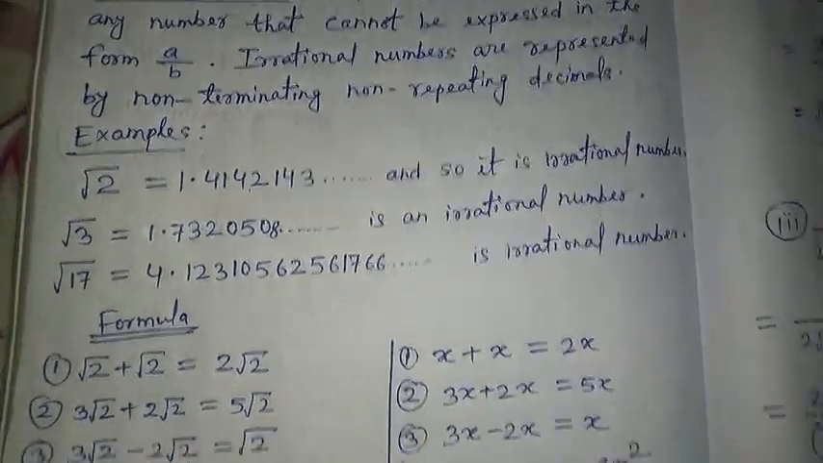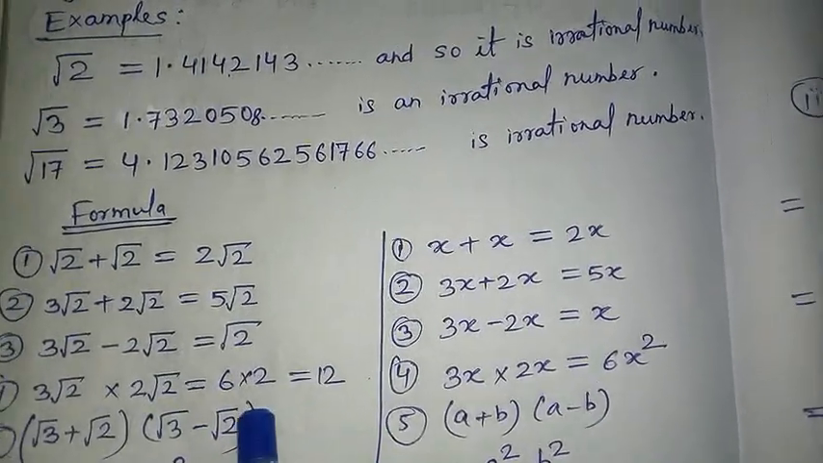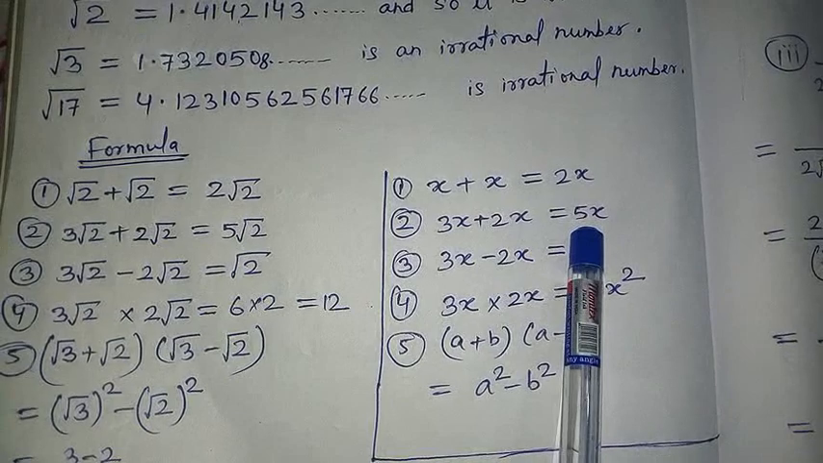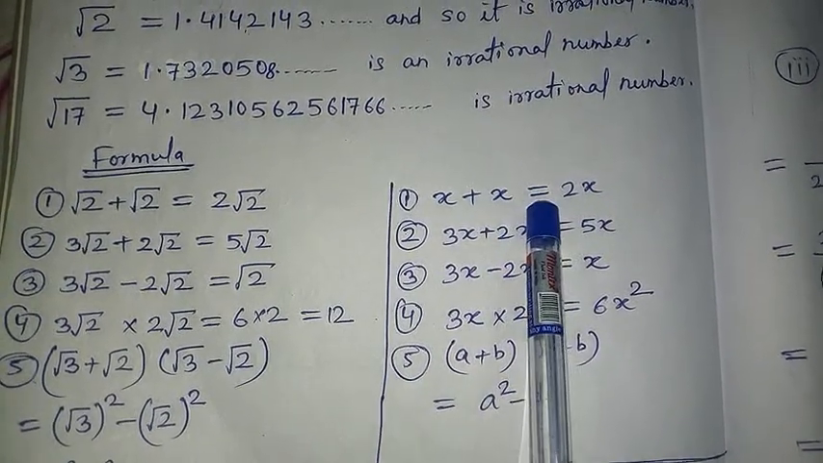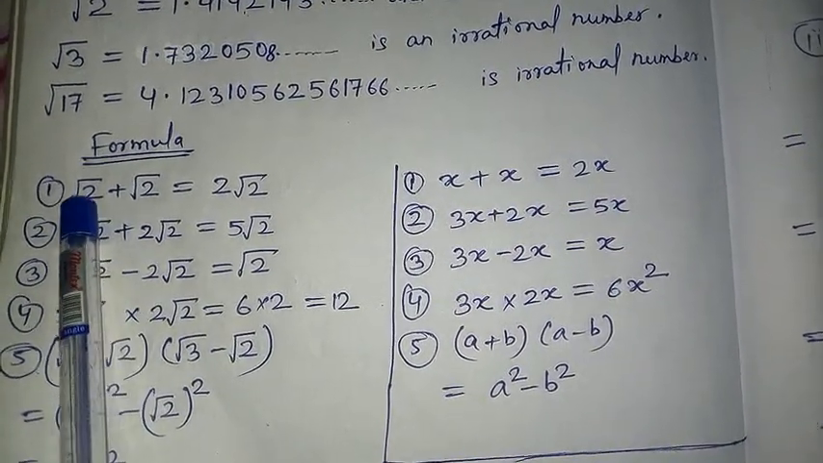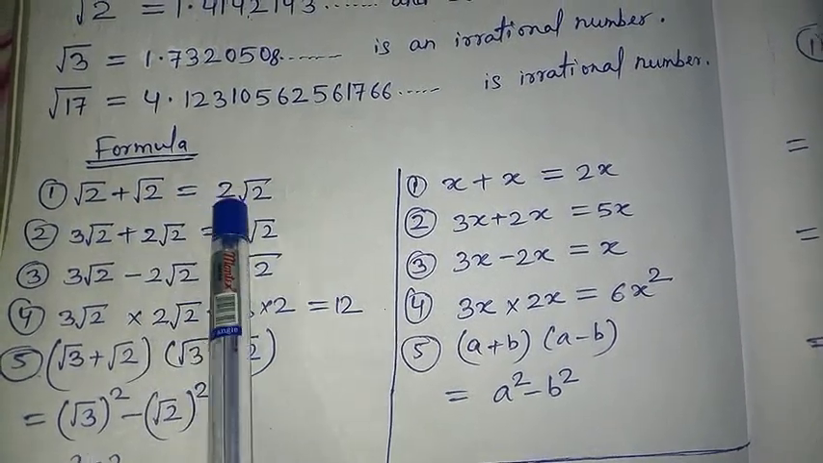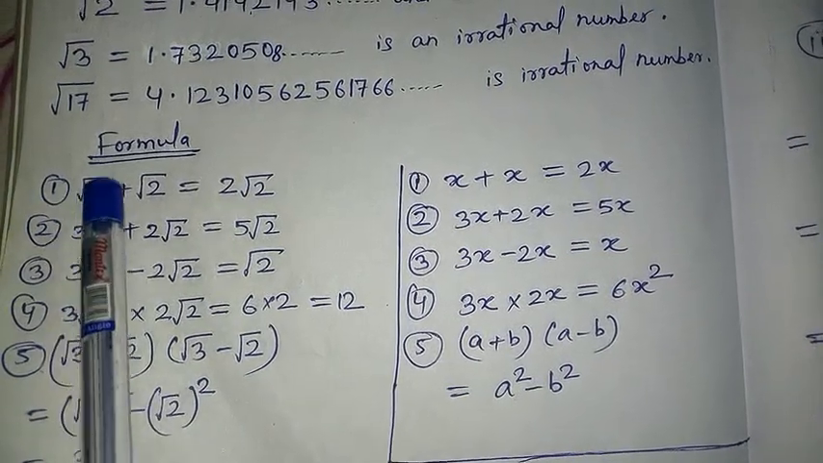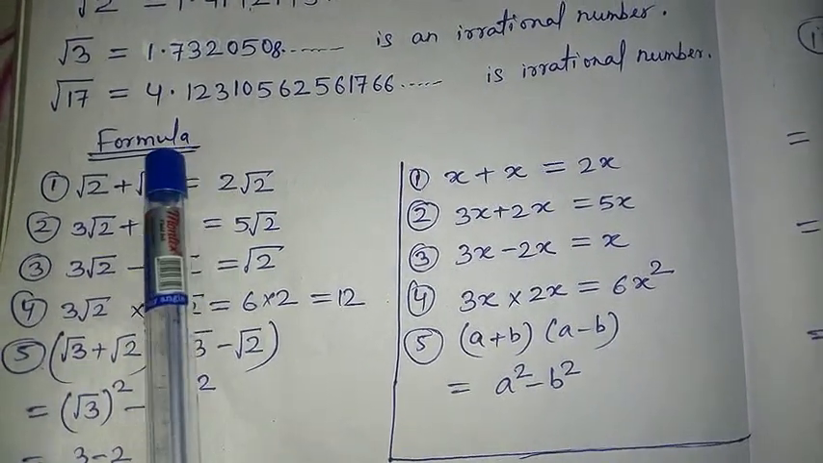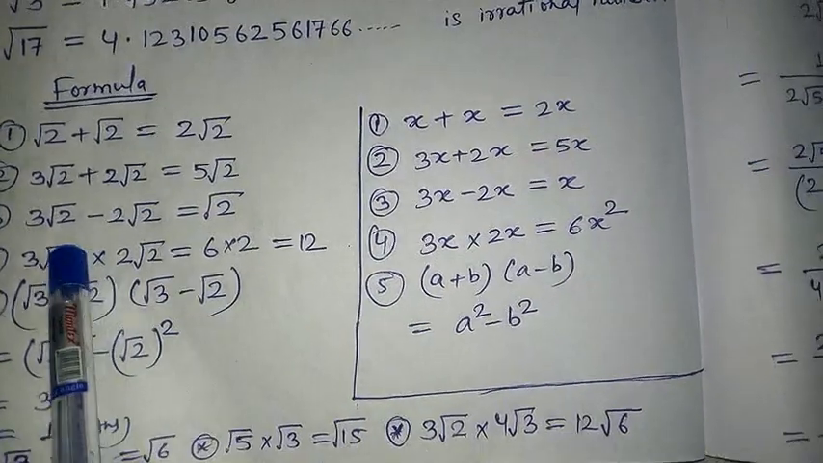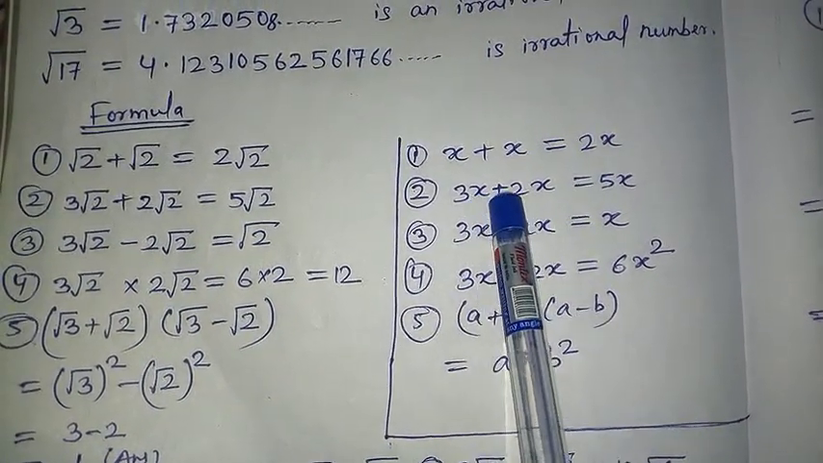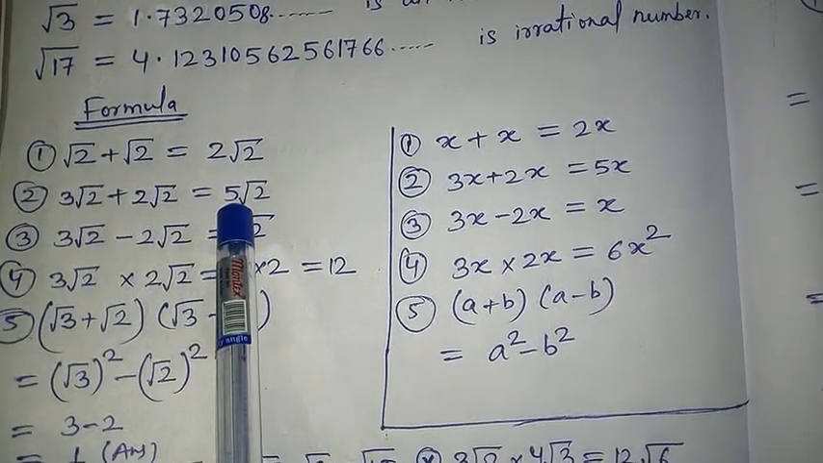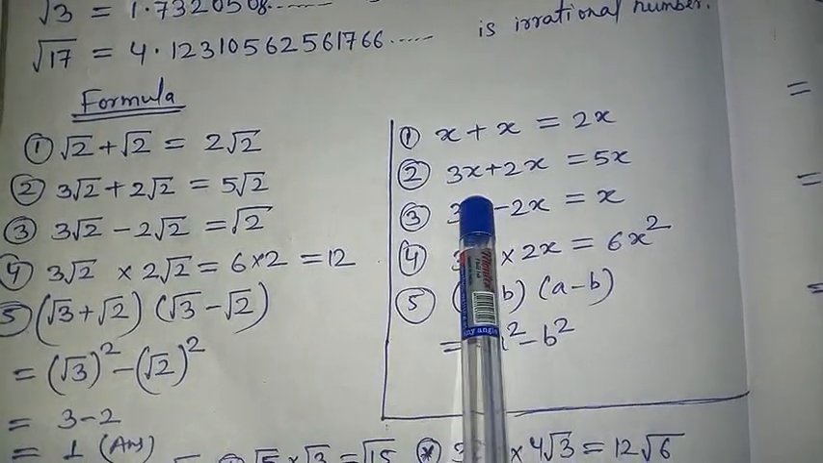Every number is different. Now some formulas also are there. I have compared these with algebraic formulas. Like x plus x is equal to 2x. Similarly root 2 plus root 2 is 2 root 2. Just like x plus x is 2x. Similarly I can say root 3 plus root 3 is 2 root 3. Root 5 plus root 5 is 2 root 5. Same way I can say 3x plus 2x is 5x. Similarly 3 root 2 plus 2 root 2 is 5 root 2. Same thing, just like this.